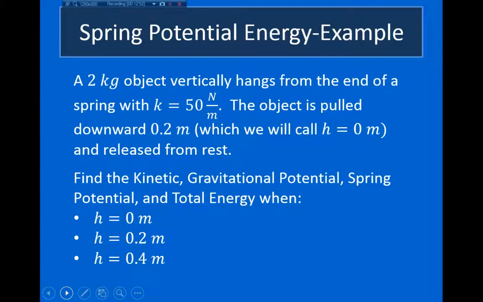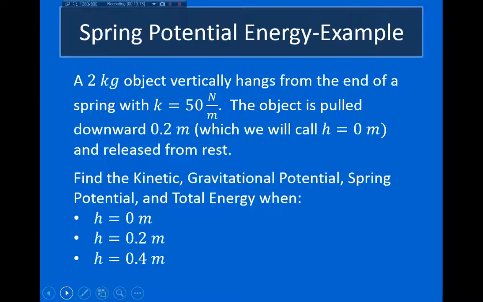Now let's go ahead and look at a somewhat more difficult example. This example says a 2 kilogram object is vertically hung from a spring that has a spring constant of 50 newtons per meter. The object is pulled downwards by a distance of 0.2 meters, and I'm going to call that bottom point h equals 0 meters. At this point, the mass is going to be released from rest.